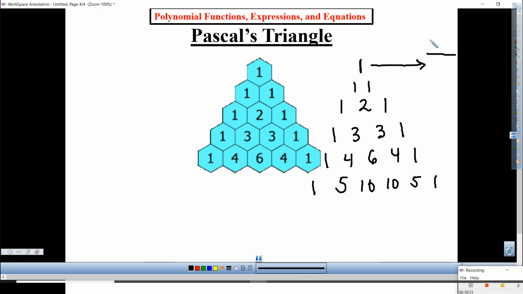Right above this line, I want you to write row. We're going to label these rows. When we start with the number 1, this is what we call row 0. That means this has to be row 1. This one has to be row 2, row 3, row 4, and row 5.